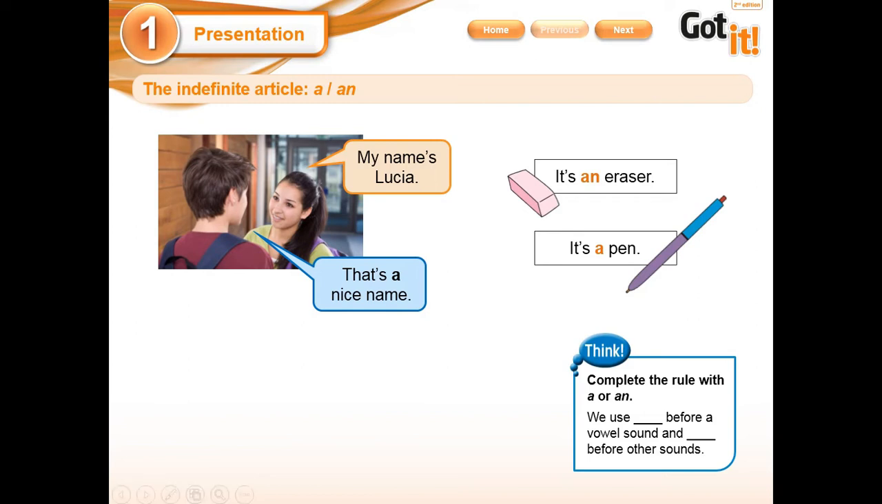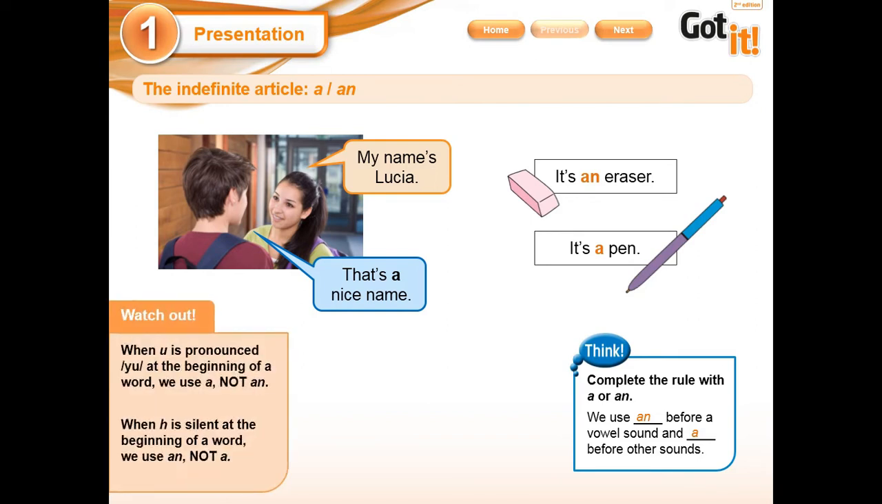Pen. Yeah. And on the other hand, por el otro lado, an es precedido de un sonido vocal del sustantivo en singular. Eraser, an elephant. Book, a book. Laptop, a laptop. Orange, an orange. So we use an before a vowel sound and a before other sounds. Usamos el an antes de un sonido vocal y el a antes de otro sonido que no sea pues vocal.